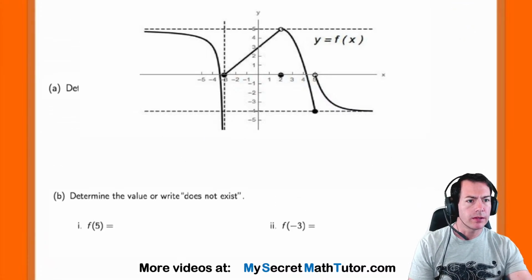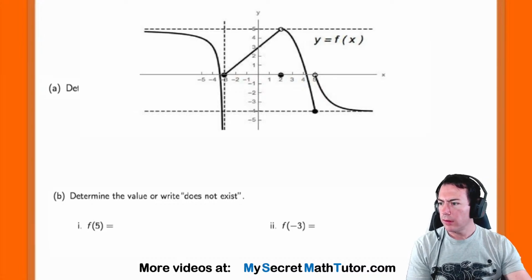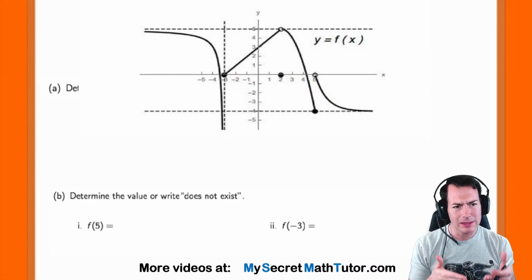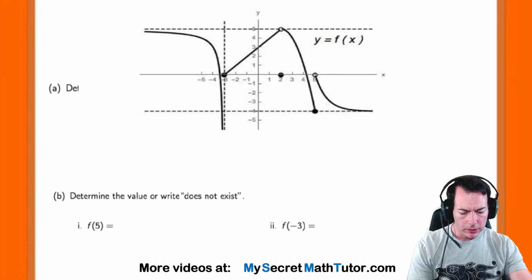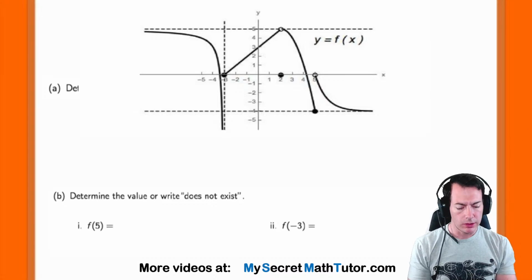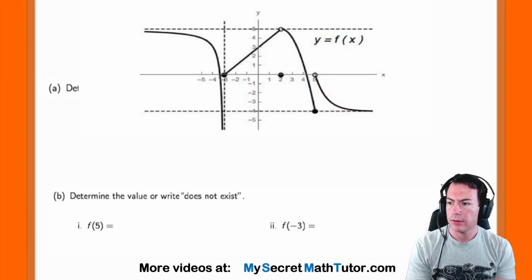Let's see what this one says. This one says determine the value, or write 'does not exist' if it does not exist. So it's actually looking for specific function values. We can tell that because there's no limit associated with these. It just has f of 5 and f of negative 3, in which case we really just have to look at the graph. Let's start off with f of 5.